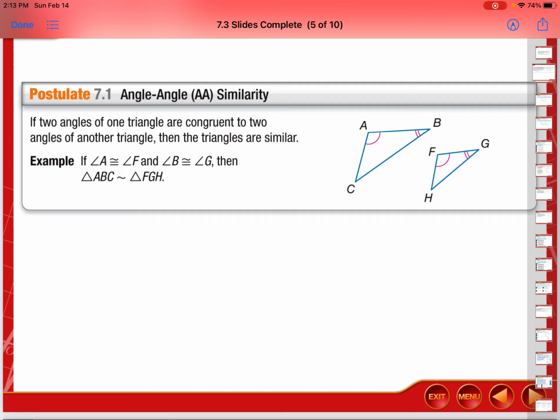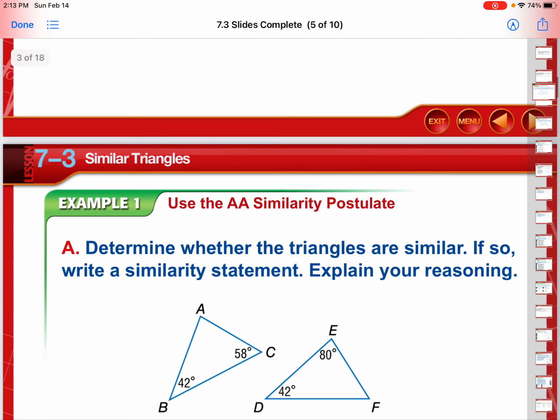So, our first postulate is the angle-angle similarity. What this says is if two angles of one triangle are congruent to two angles of another triangle, then the triangles are similar. And, of course, this is logical because in triangles, if two of the angles are the same, then all three are the same. And if all three are the same, then the triangles must have proportional sides because all the angles are the same. So that's the angle-angle similarity postulate.